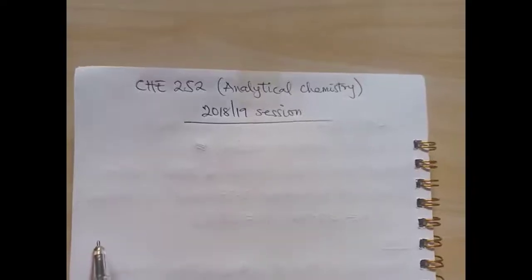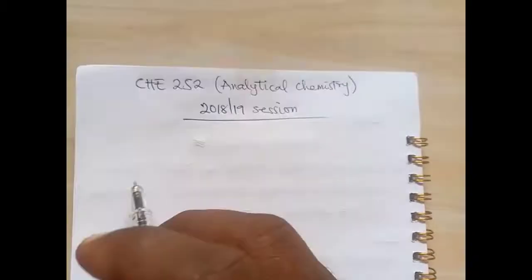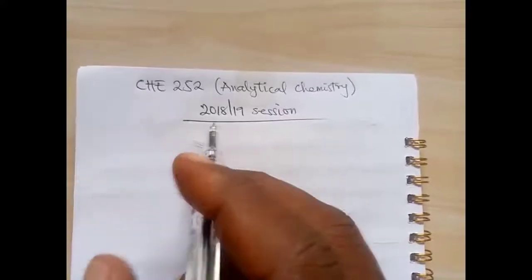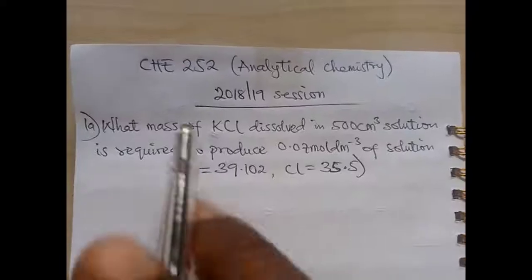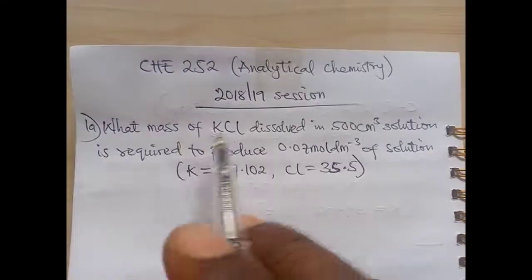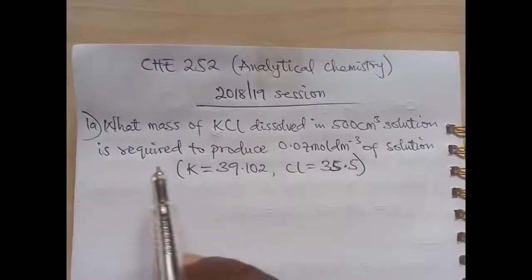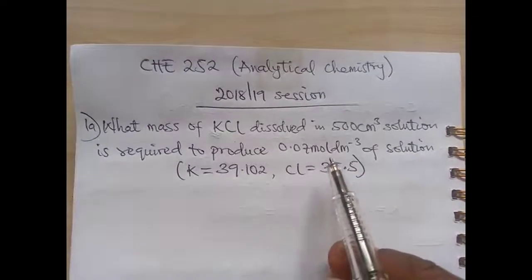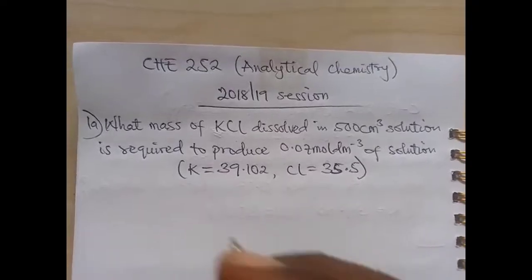In this video, I want to compile the solution set for Chem 252 Analytical Chemistry IMSO 2018-2019 academic session. The first question says, what mass of KCl dissolved in 500 cm cubed solution is required to produce 0.07 mole per dm cube of solution? Now, these are the molar masses given to us.